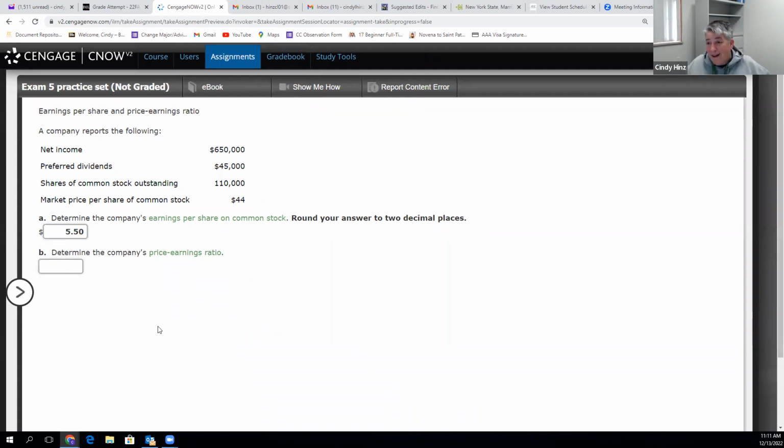Is that good or bad? I don't know. How much is the stock worth? If the stock costs $1,000 and they're only making $5 for us, that's not so good. If the stock costs $10 and they made $5, that's pretty darn good.